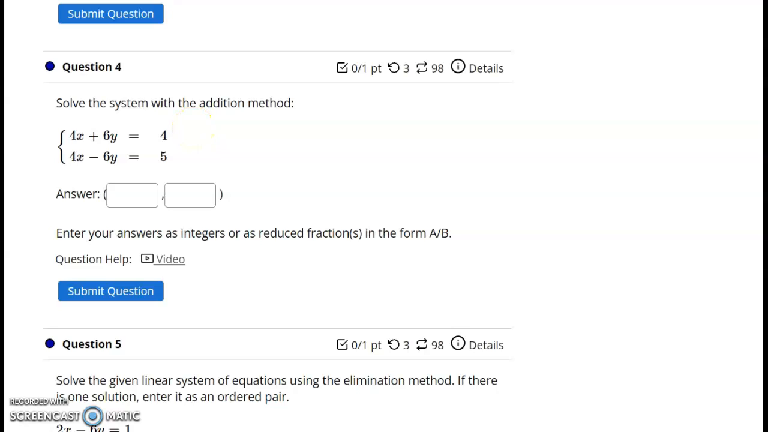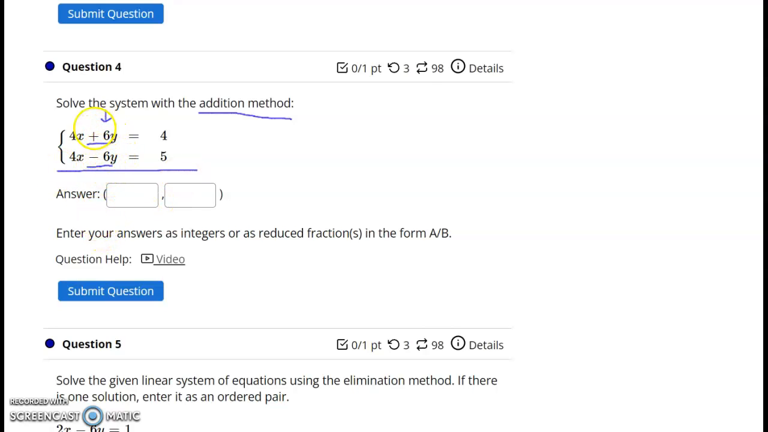This one you're supposed to solve with the addition method. And the goal with the addition method is you want to get 2 terms from each equation to be the same but opposite, just like we have here. So we have a plus 6y and a minus 6y. Well, what happens when we add those two together? They will cancel each other out.